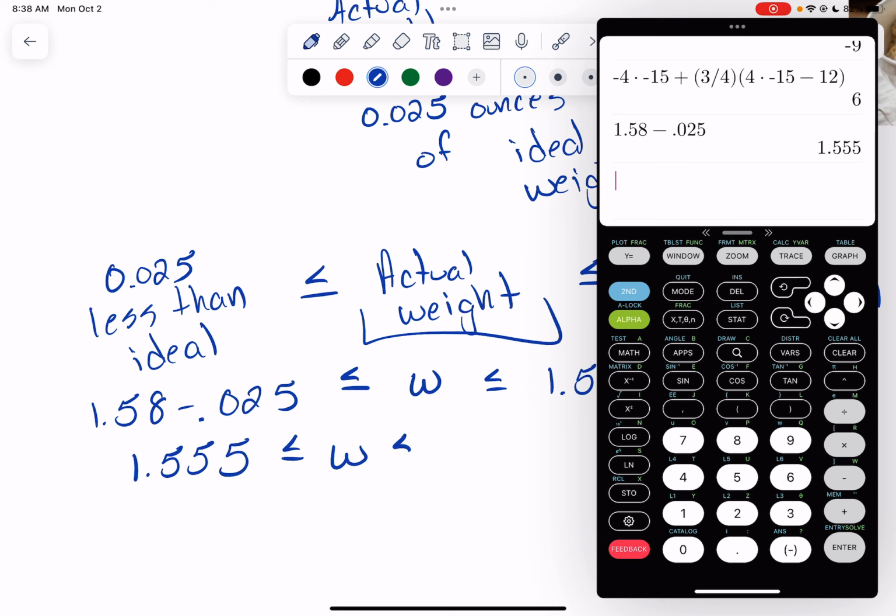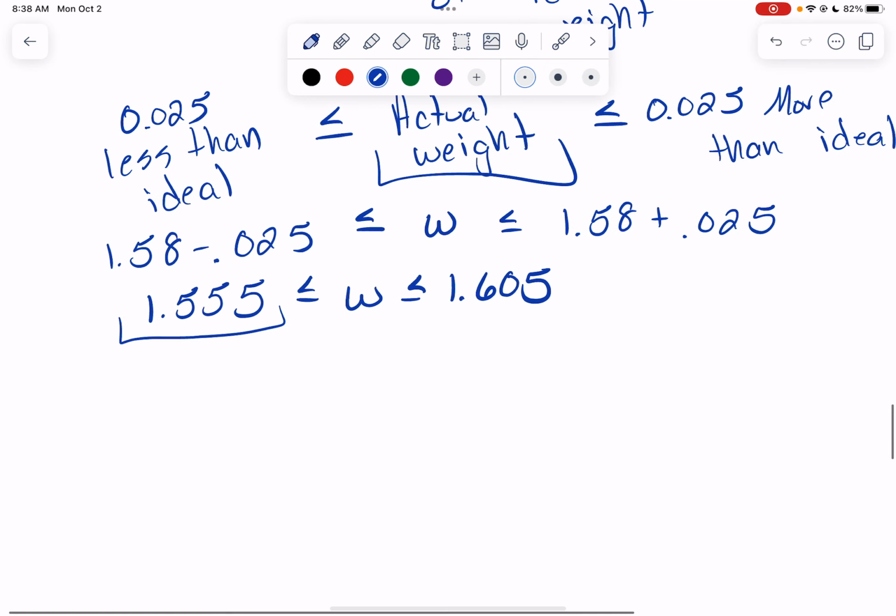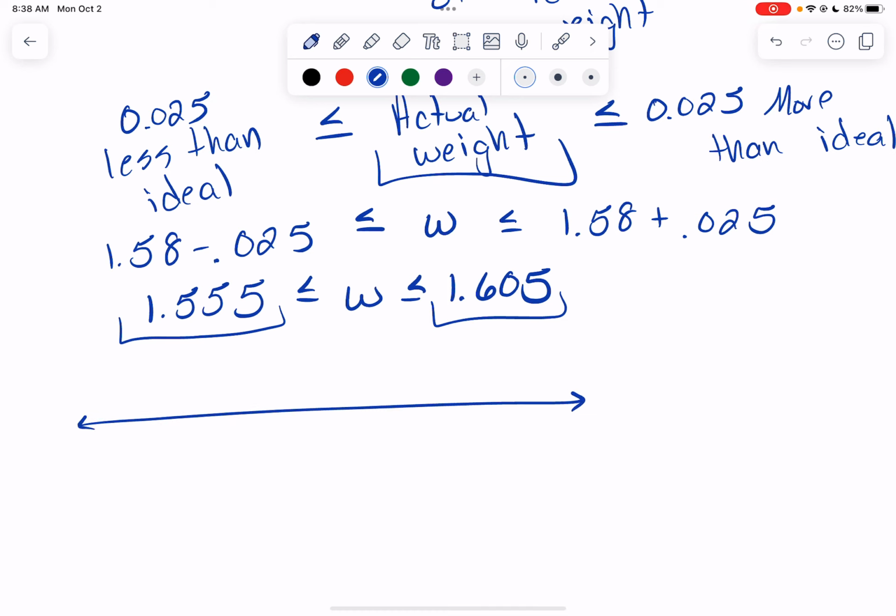and 1.58 plus 0.025, 1.605. So as long as the weight falls in between these two values, 1.555 and 1.605, okay, I could do all the extra marks in between, but I'm just going to go ahead and mark those two on my graph. It needs to fall in between those two amounts.